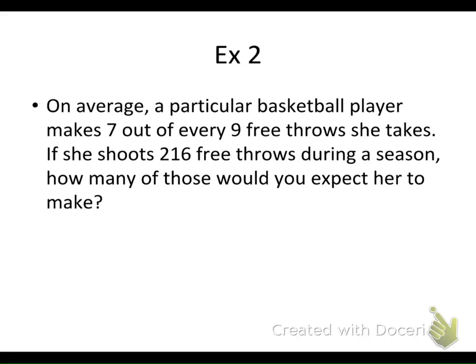So the first thing that I'm going to do is write R-O-U for ratio of units, okay? And I'm going to identify what my ratio of units are. So on average, a particular basketball player makes 7 out of every 9 free throws she takes. If she shoots 216 free throws during a season, how many of these would you expect her to make?